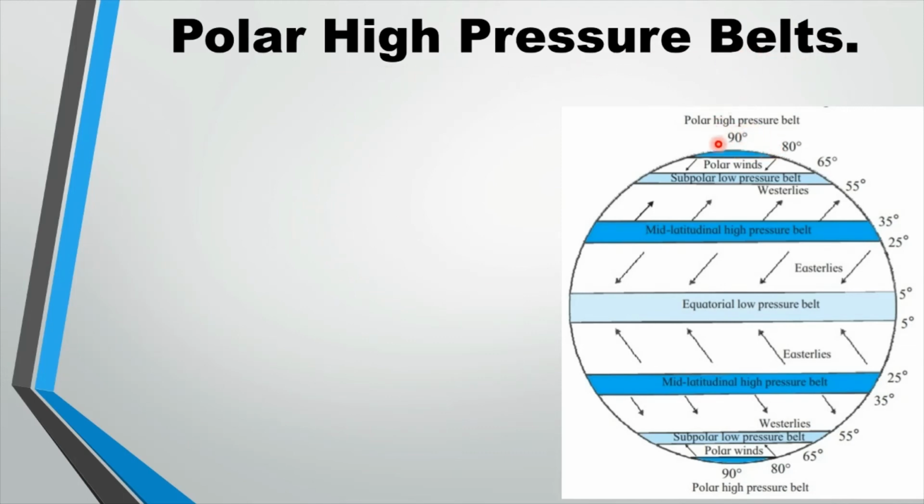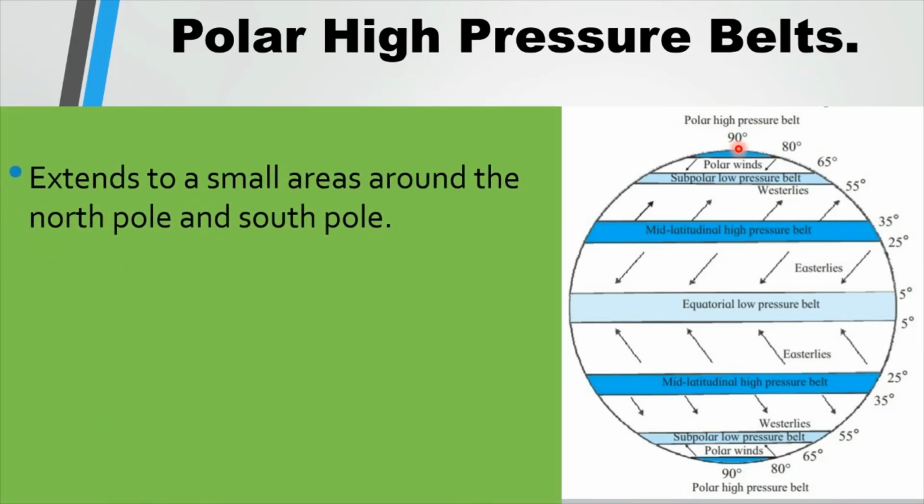And last area, polar high pressure belt. Look, here you know that it is very cold, no? Very cold. Even though this area has more dynamic effect because of the lot of speed for the rotation, still it is a high pressure belt. Okay, this area we are going to discuss, polar high pressure belt around 80 to 90 degrees. Let's see. It extends to a small area around the North Pole and South Pole, both sides, here and here. Blue color you can see.